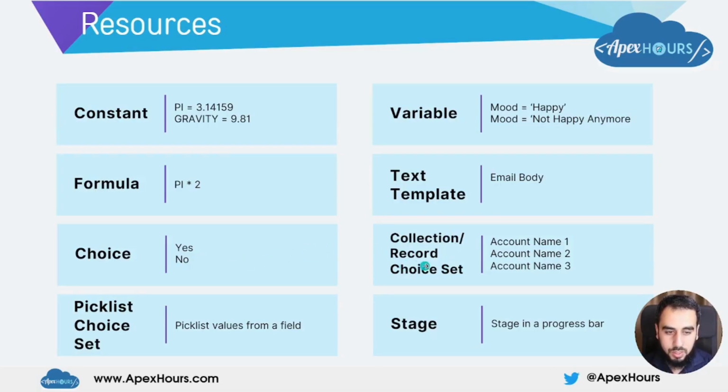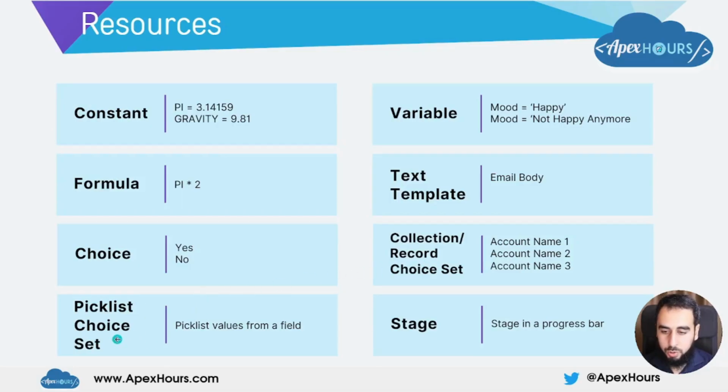A collection choice set or a record choice set is basically where you query some records from the database, and then you choose one field to represent a list. For example, if you have a pick list component on a screen, and you're asking to choose an account, and you want a drop down that shows the list of account names. So you query the list of accounts from the system, and you specify the account name to be the field that we're going to use in the list. So that's a list of account names in here.